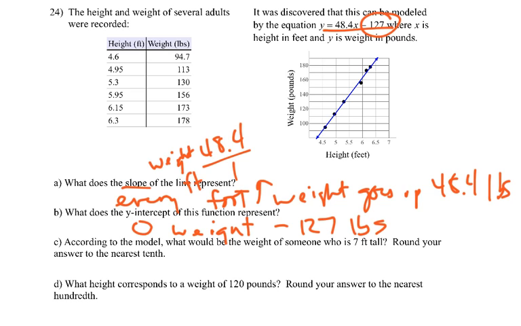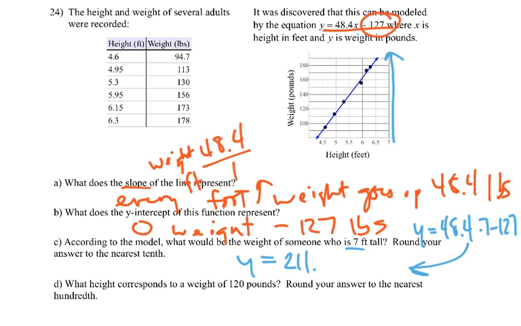Okay, so now what if someone's 7 feet tall? So where would that go? So we go y equals 48.4 times 7 minus 127. And we see what that'll give us for somebody's weight. So if you're 7 feet tall, on average, according to this data, after I type this into the calculator, you should be around 211.8 pounds.